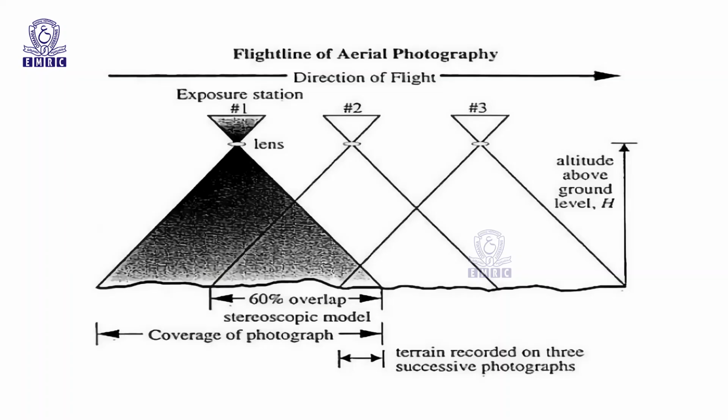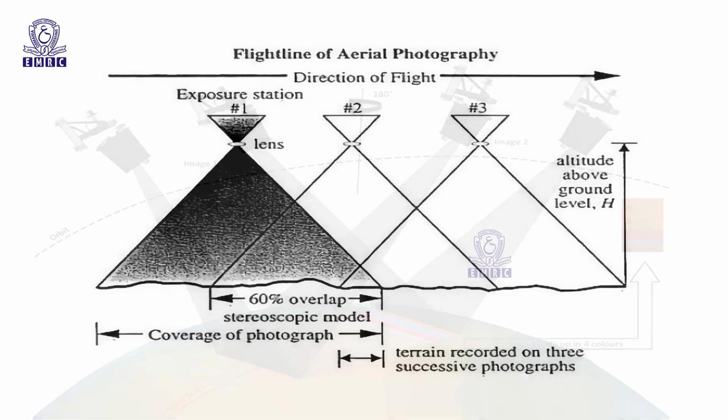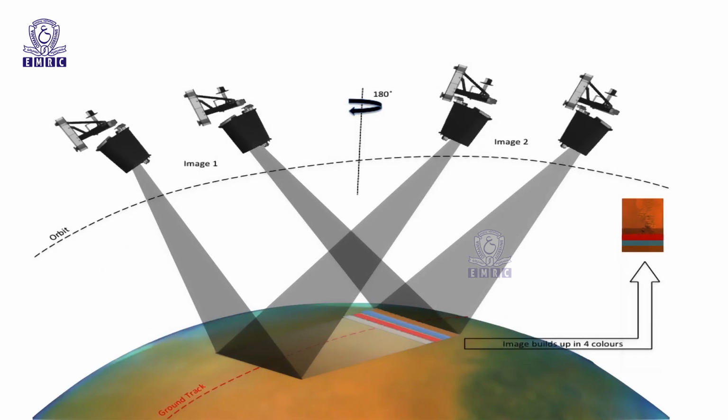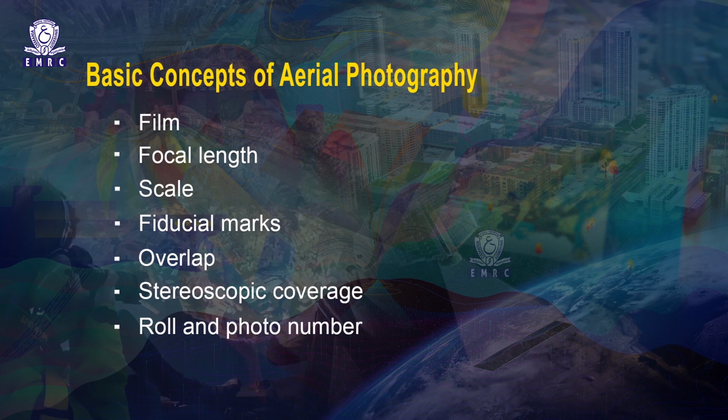Stereoscopic coverage. The three-dimensional view which results when two overlapping photographs, called a stereo pair, are viewed using a stereoscope. Each photograph of the stereo pair provides a slightly different view of the same area, which the brain combines and interprets as a 3D view.